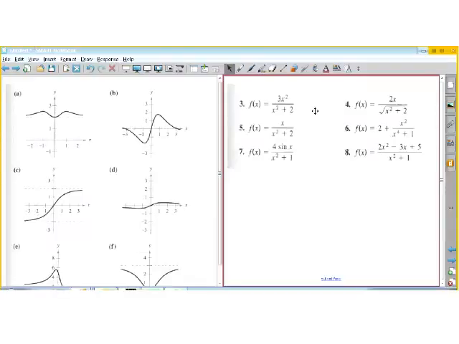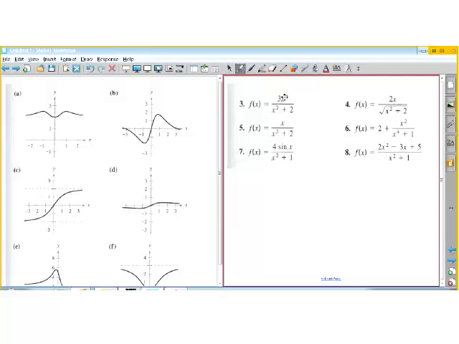Okay, the first part of section 5 is doing this problem, matching up the graphs with the functions. What you're supposed to do is look at the limits as x approaches infinity of the functions and see if you can match those up with the graph. So let's look at problem 3 first.